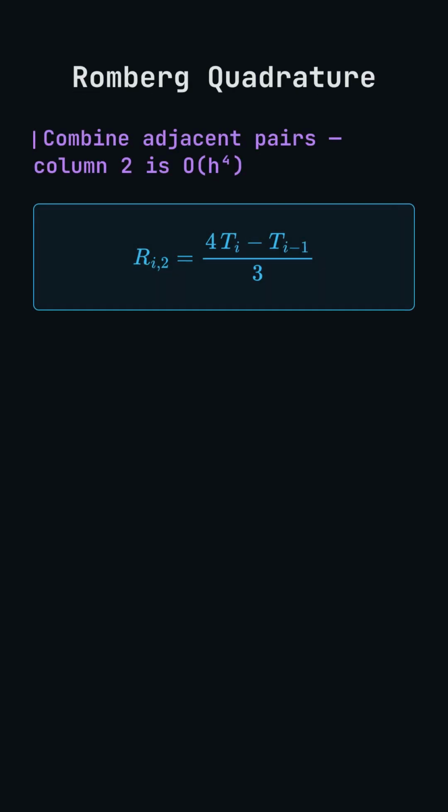Now take every adjacent pair in that column and combine them with the Richardson weights 4/3 and -1/3, exactly like before. T1 and T2 combine into R2,2. T2 and T3 combine into R3,2. T3 and T4 combine into R4,2. 3 new estimates, each one order of accuracy higher.